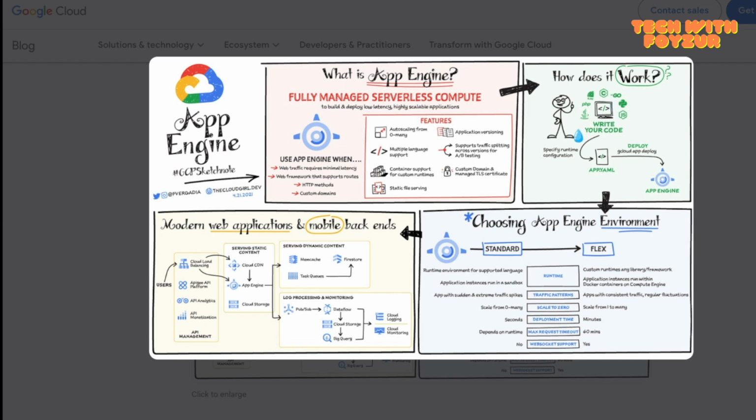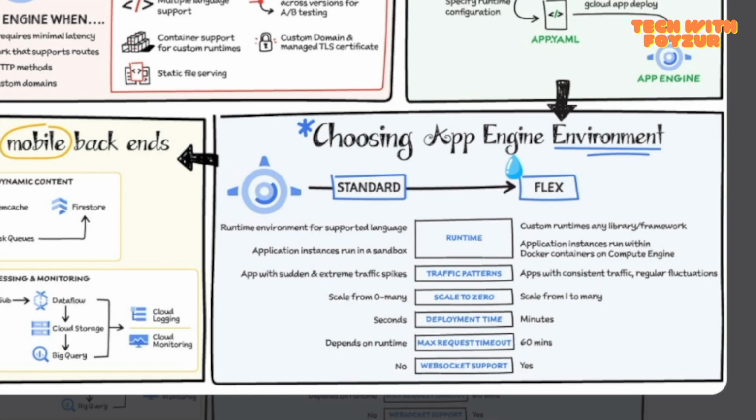And how does it work? You write your code, and you need to have the app.yaml in your source code, and I'm going to show it to you. You do not have to worry, I just wanted to show you what you require to run your application. Then you run gcloud app deploy, and App Engine will do the rest for you. There are two different engine types. One is standard, the other one is flex.